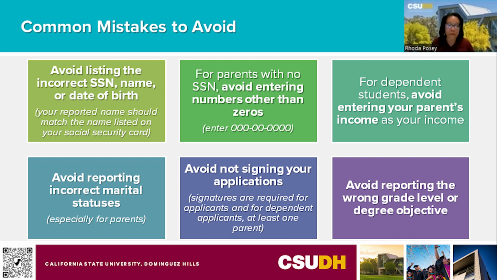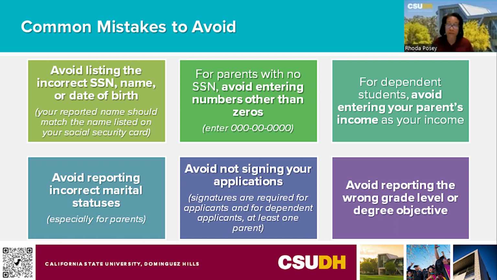Let's see. You also want to avoid reporting the incorrect marital statuses, especially for parents. We have seen that where students may report that their parents are married, but we find out that they're single because they filed single, or vice versa. So just make sure you're reporting the correct marital status. We try to tell students, if you're not sure, just verify with your parents first before submitting your application.